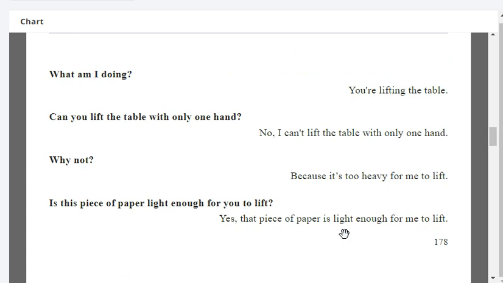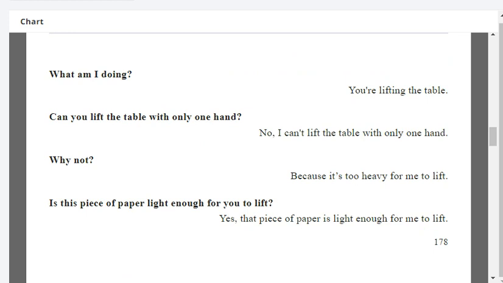Can you lift the table with only one hand? No, I can't lift the table with only one hand. Why not? Because it's too heavy for me to lift. Is this piece of paper light enough for you to lift? Yes, that piece of paper is light enough. It's light enough for me to lift.